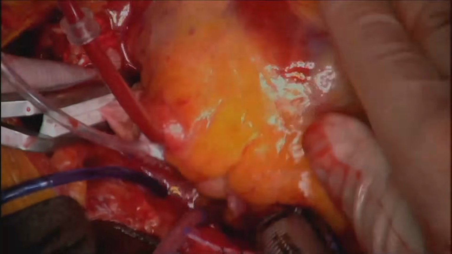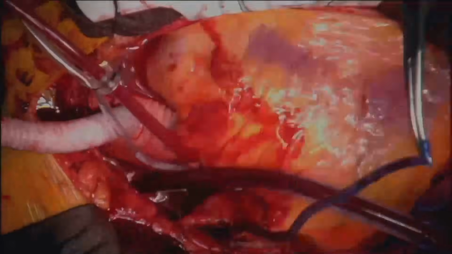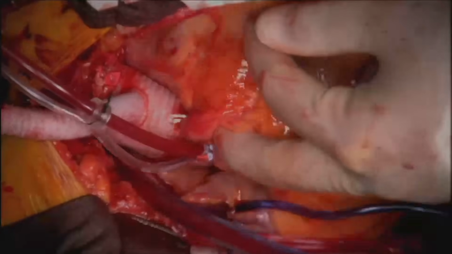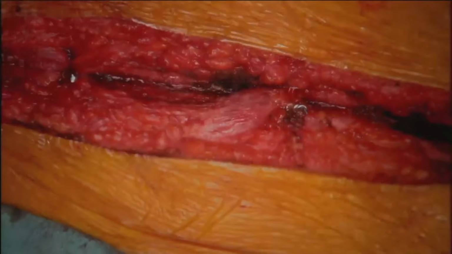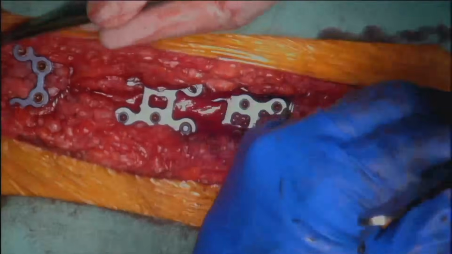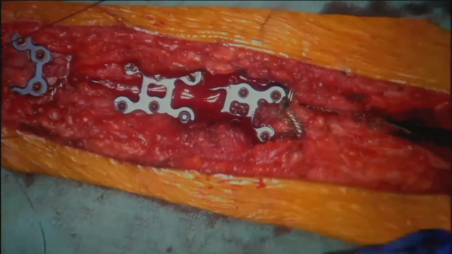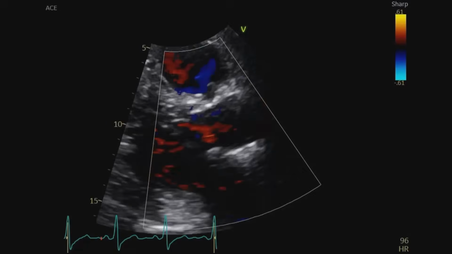After the airing maneuvers were performed, the cross clamp was released. The patient was weaned off cardiopulmonary bypass without difficulty, and decannulation was performed. The sternum was closed using an augmented sternal closure system with adjacent plate and screws. On post-op echo, the left ventricular ejection fraction was 15%.